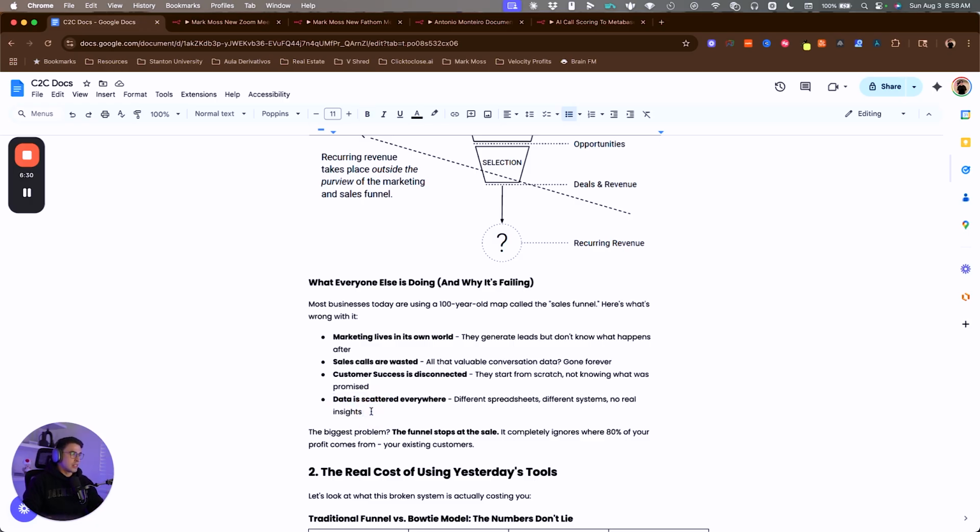And then the data is scattered everywhere. There's a spreadsheet for community management. There's a spreadsheet for sales. There's a spreadsheet for setters. There's a spreadsheet for marketing. There's a spreadsheet for operations. It's like a mess. So different spreadsheets, different systems, no real insights because you don't have a database.